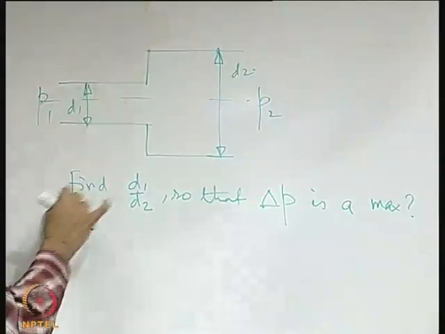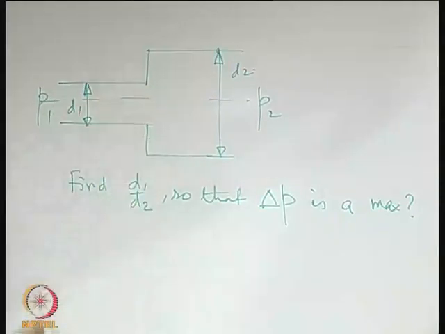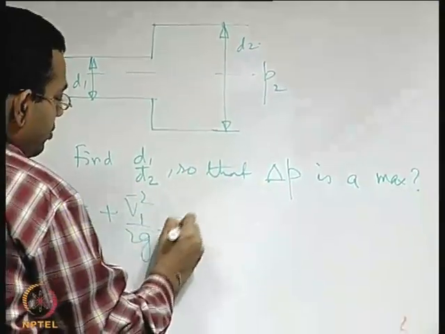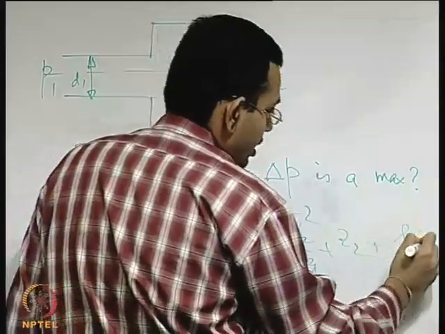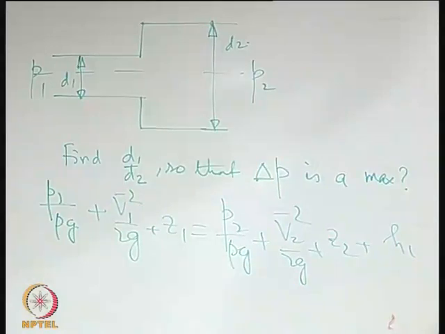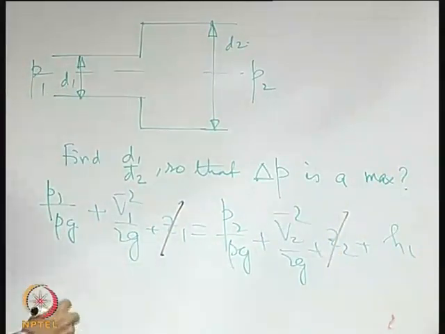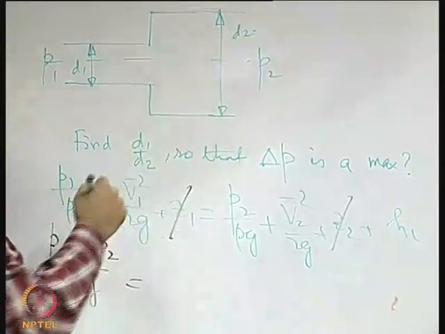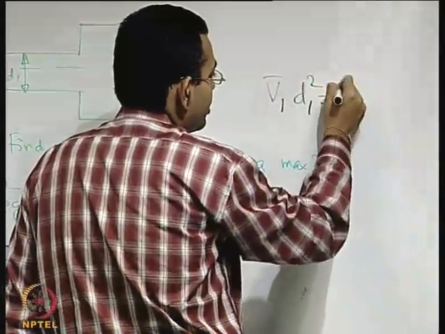This is very straightforward. We will just outline the procedure. If you write the modified energy equation between the sections 1 and 2, that is the modified equation considering the losses, you have p1 by rho g plus v1 square by 2g plus z1 is equal to p2 by rho g plus v2 square by 2g plus z2 plus head loss. It's a horizontal pipeline that is given, so z1 and z2 are the same, so you cancel them from the two sides. Then you can write p1 minus p2 by rho g is equal to, now you can express V2 in terms of V1 by noting A1 V1 equals A2 V2. That means you have V1 into D1 square is equal to V2 into D2 square.